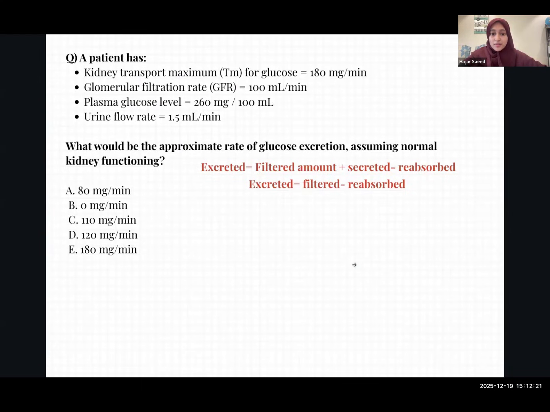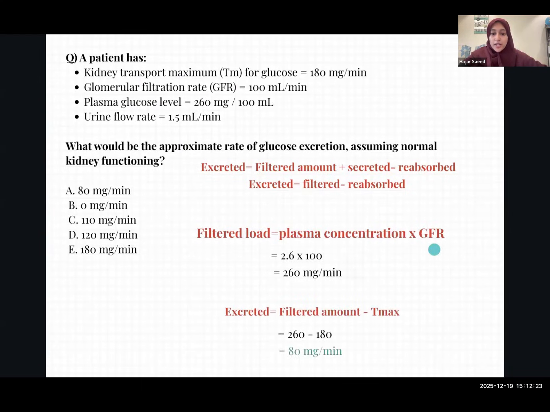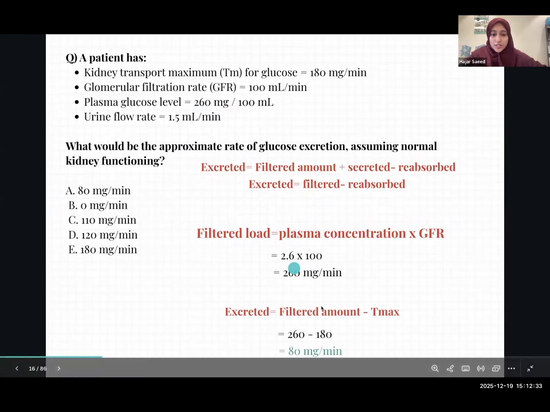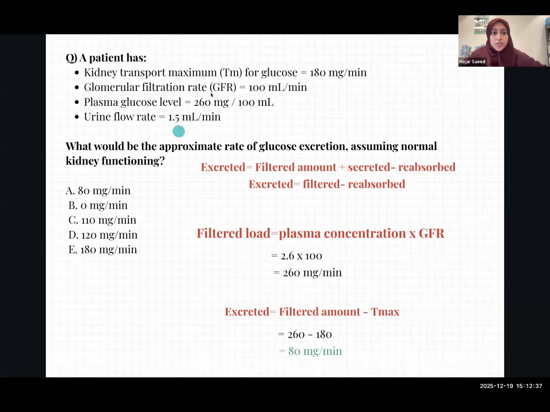GFR multiplied by plasma concentration of a substance equals filtered load. So over here, we're going to have to do a little bit of converting, and I wouldn't have included this if it wasn't included in PATH. You sometimes do need to do it, but it's very easy. 260 over 100 is 2.6. So 2.6 multiplied by 100, which is the GFR, is going to give you the filtered load of glucose, 260.